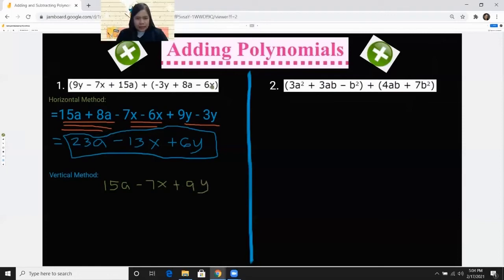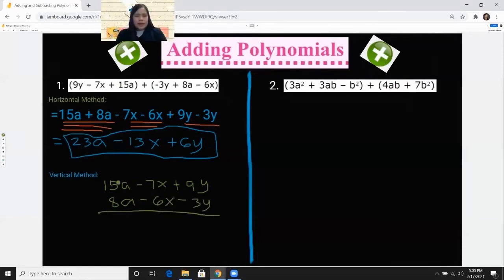Then on the second group, we'll start first again with the 8A. Make sure that each like term is aligned with the others. If you do not have a number with X, you will just skip it. But since we have negative 6X in here, we'll just write negative 6X and then negative 3Y. So this is how we use the vertical method.